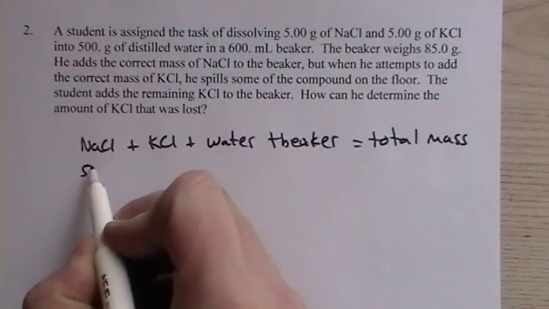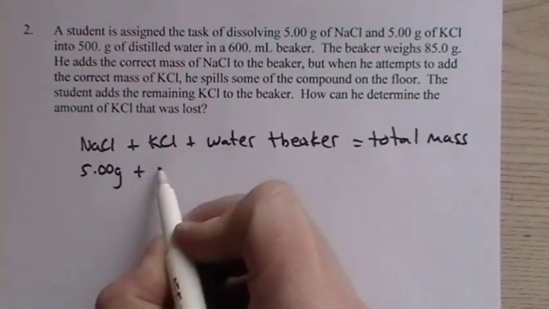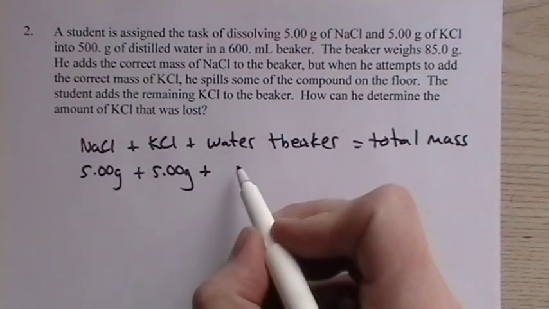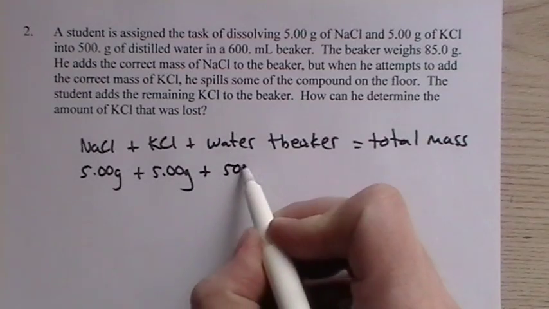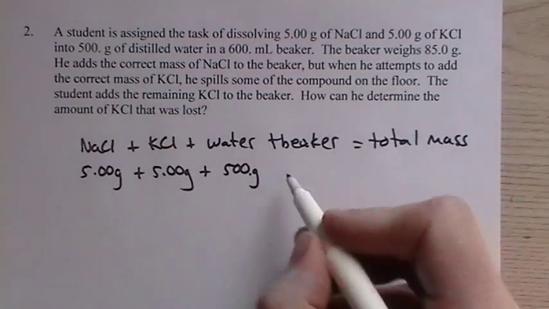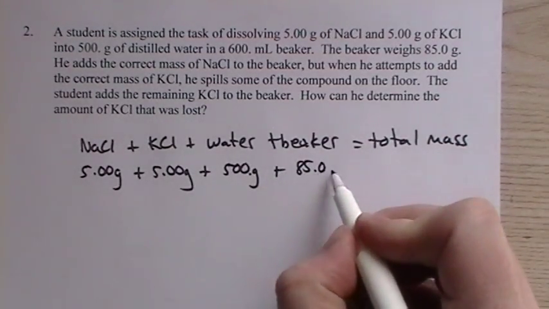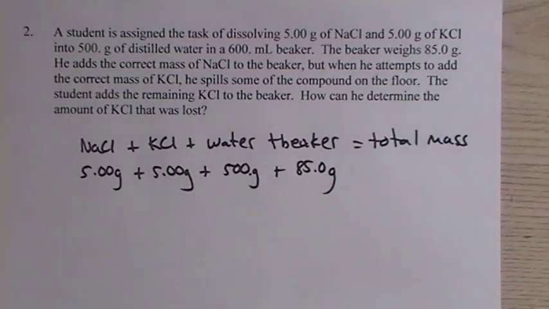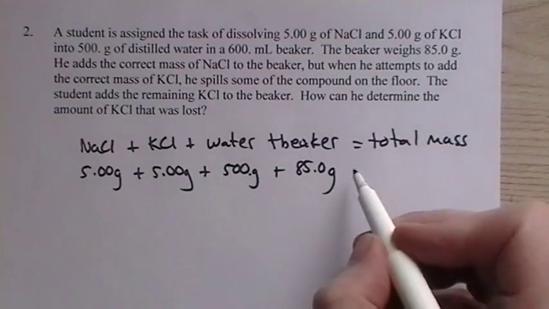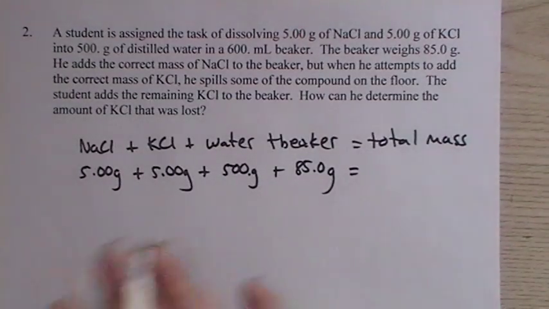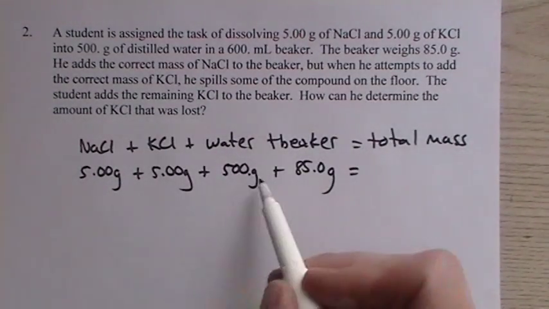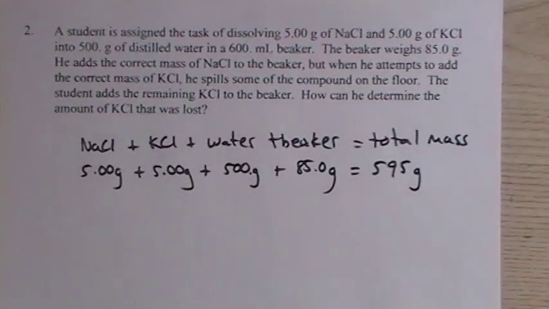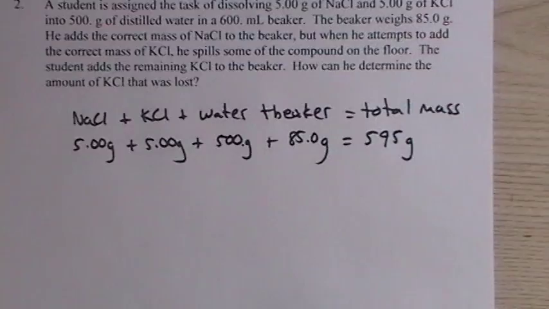And we know that we have 5 grams that we weighed out. 5 grams of the KCl, we lost some, but we know we measured out 5 grams. We have 500 grams of water and 85 grams for the beaker. So the total mass should have been, when the student was done, 595. That's what it should have been.